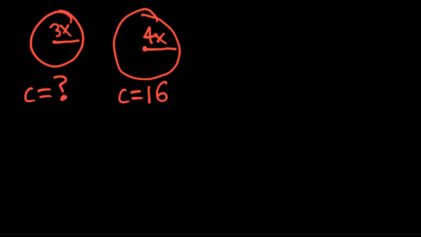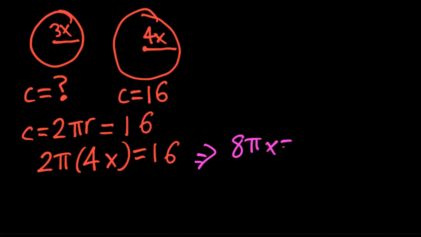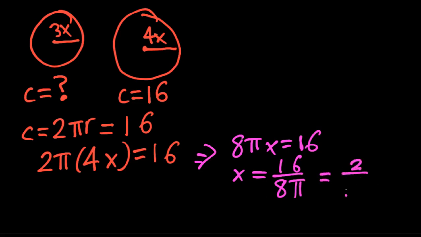And so in this case, you'll actually have to use a formula, the circumference of a circle. And that formula is 2 pi r. So since we know that for the bigger circle, the circumference is 16, we can set that to 16, and then we can plug in 4x for r, since we know what r is. So 2 pi times 4x is equal to 16. Simplifying that down, we're going to get 8 pi x is equal to 16. And now, to get x, we can do 16 divided by 8 pi. And that is just going to simplify down to 2 over pi.